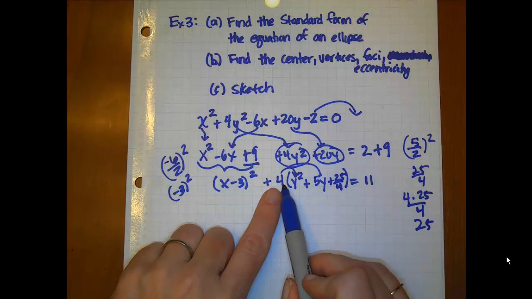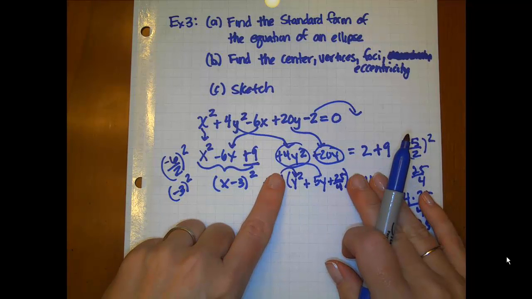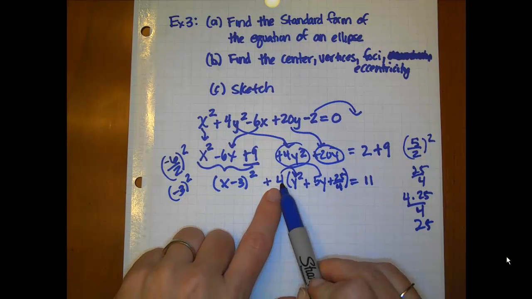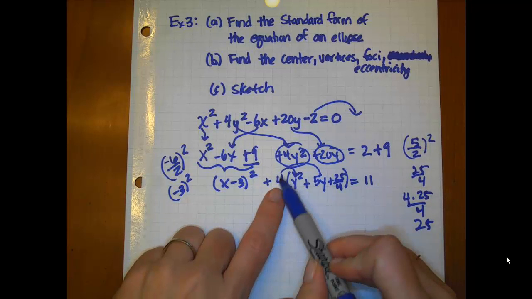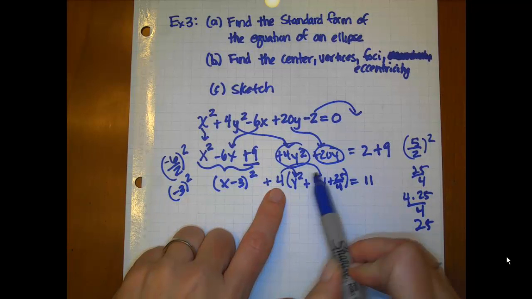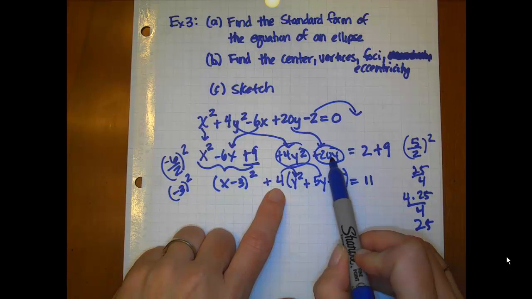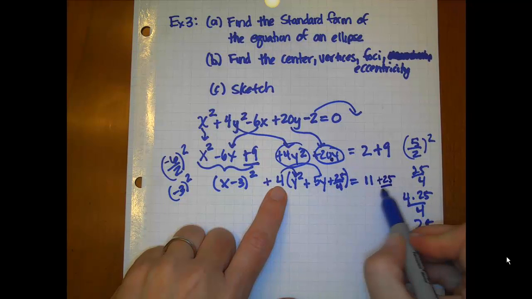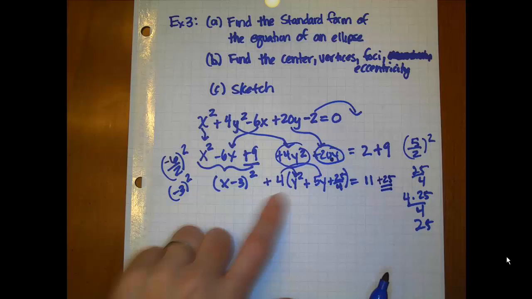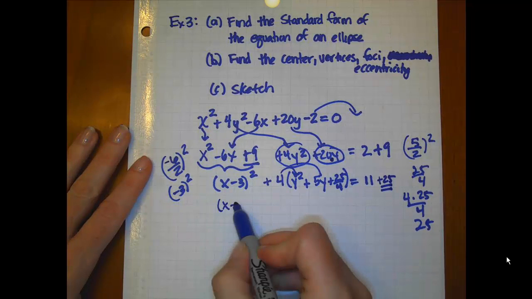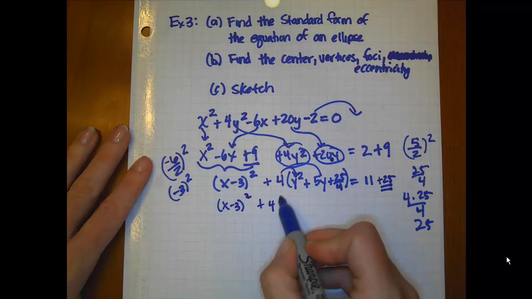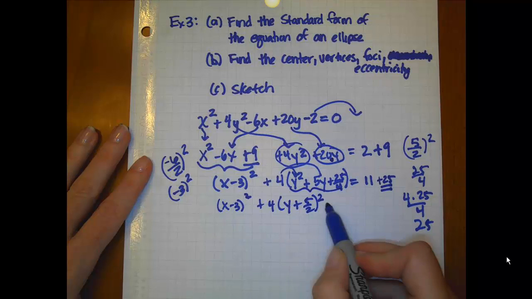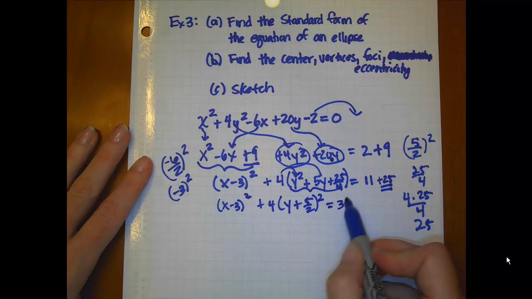So again, to repeat, when I completed the square with just this part, I added 25/4 inside the parentheses. But remember, I had factored out a 4. So if I would redistribute this back, I would get 4y squared plus 20y plus 25. So what I actually have to add to the other side in order for this to stay equal is 25. So I end up with x minus 3, the quantity squared, plus 4 times y plus 5 halves the quantity squared when I factor that portion. And that's going to equal 36.